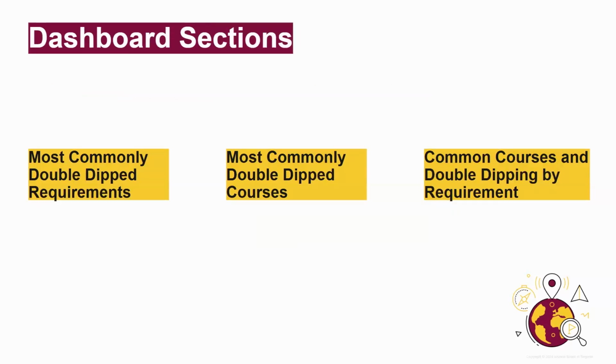Within each catalog year category, three sections are built to help gain insights into common requirements and courses that students take while double dipping. The first section focuses on the most commonly double dipped requirements. The second focuses on the most commonly double dipped courses. And the final section explores the common courses and double dipping by specific requirement. Now I'll delve into each section, offering a comprehensive analysis of the charts and their implications with some examples.